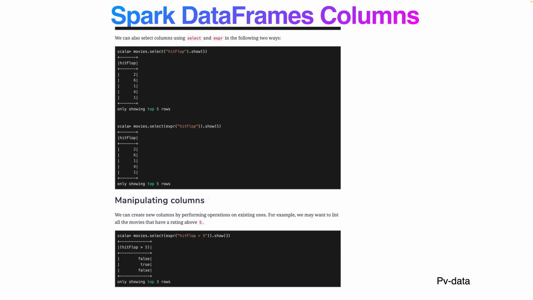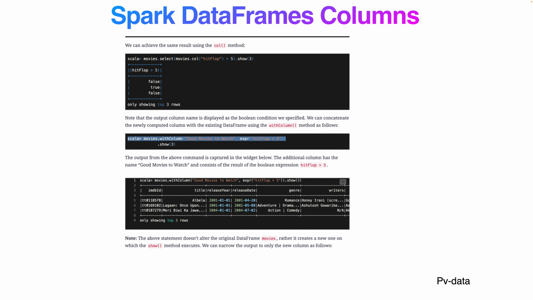Now the next part: we can create new columns by performing operations on existing ones. For example, we may want to list all the movies that have a rating greater than 5. So movie data frame.select with the expression hit or flop greater than 5, and it shows the result. The first value is not greater than, so it returns true and false. We can also show it like movie.select with the movie column hit or flop, and it will show the data frame.